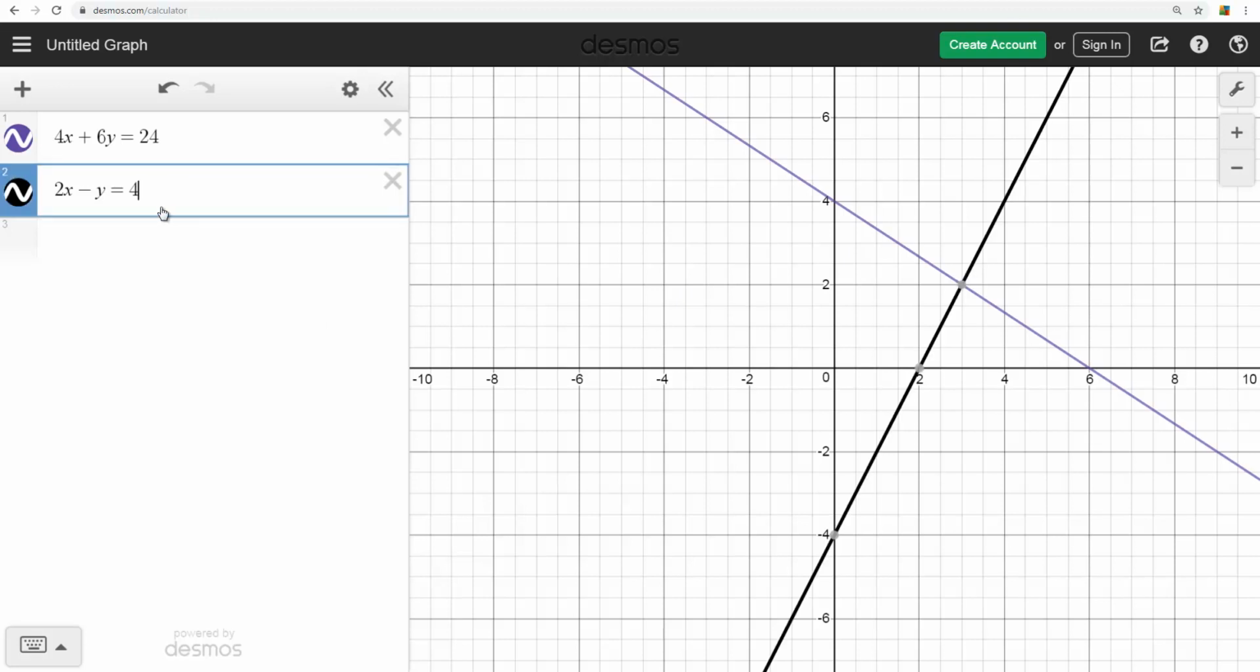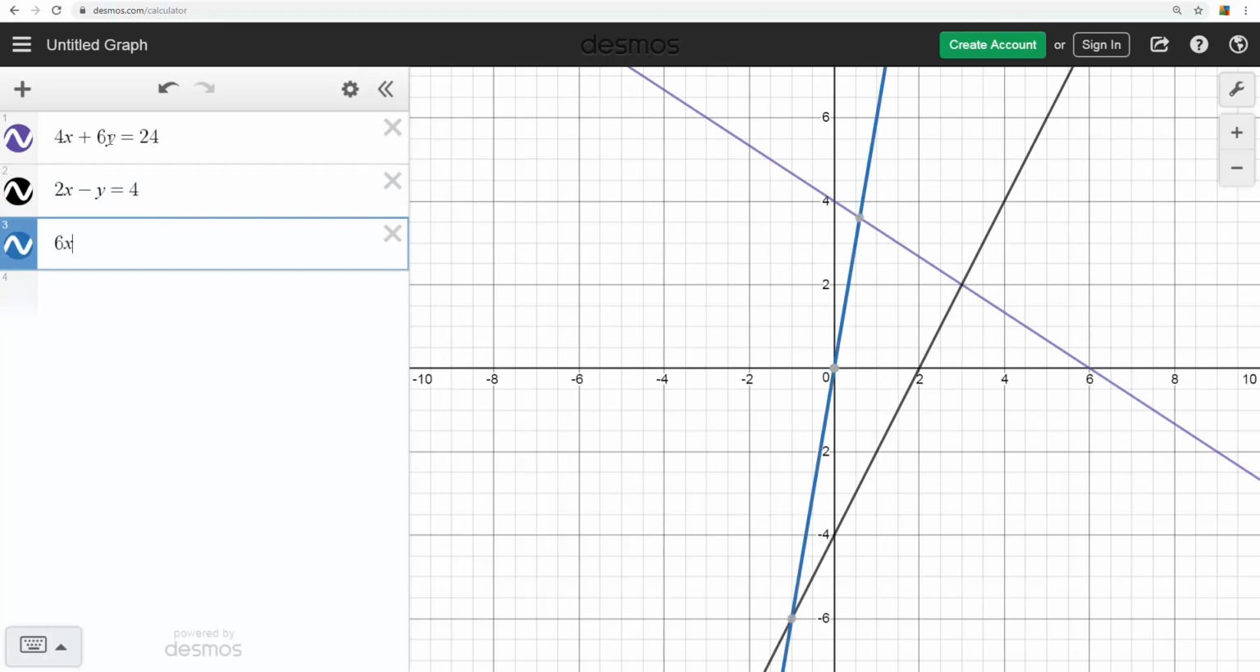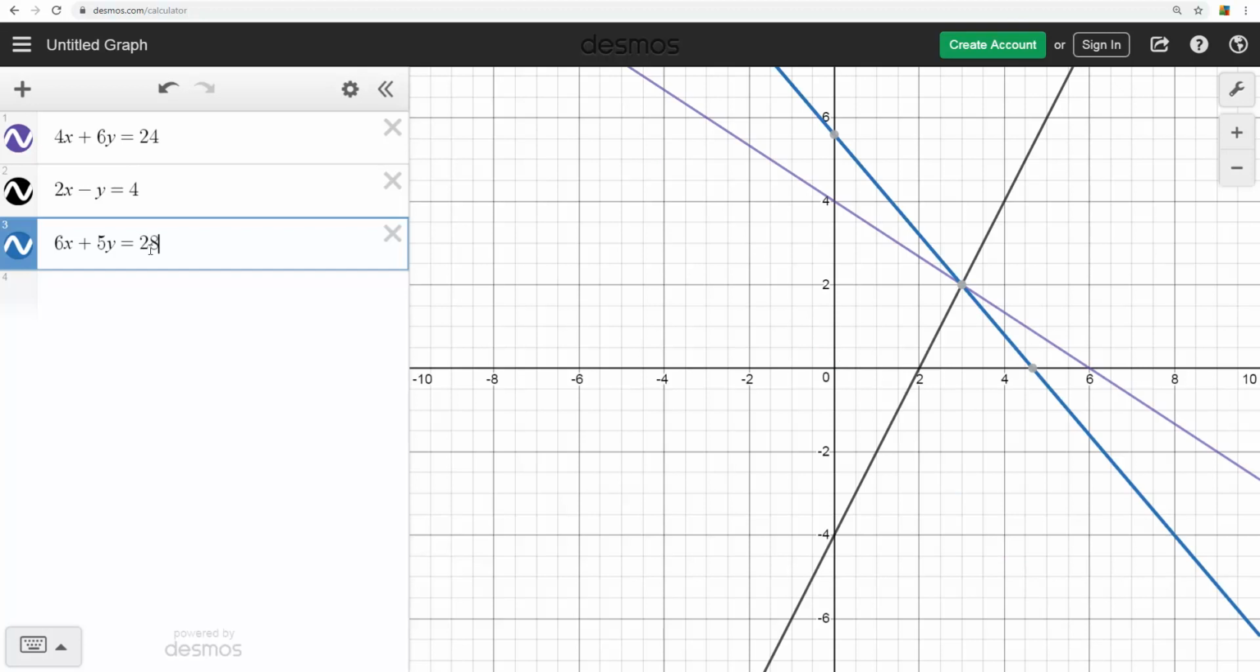Now, another thing you do in elimination is you sometimes add two equations together or subtract them. So I'm going to add them. If I add 4x and 2x, that's 6x. And if I add 6y and negative y, it's the same as 6y take away y, so that would be 5y. And I'm adding here, so 24 and 4 would be 28. So notice I got a new line here, the blue one, that goes through exactly the same point. See, that also goes through exactly 3, 2.